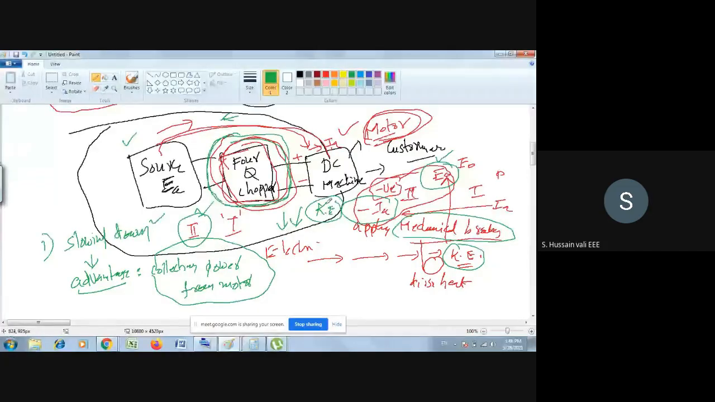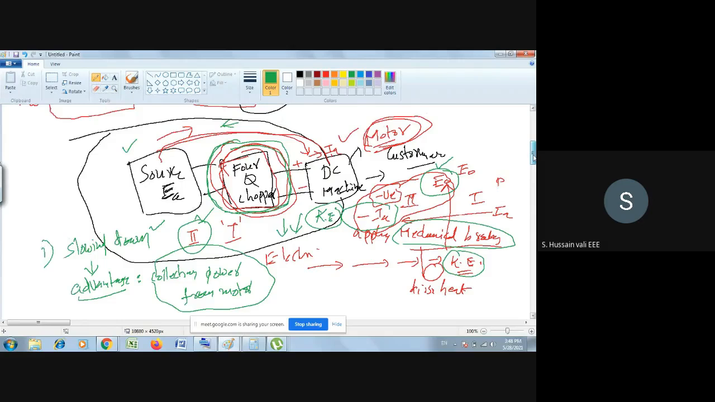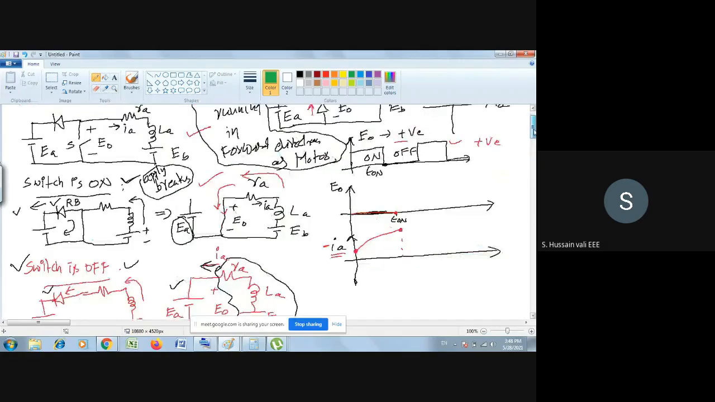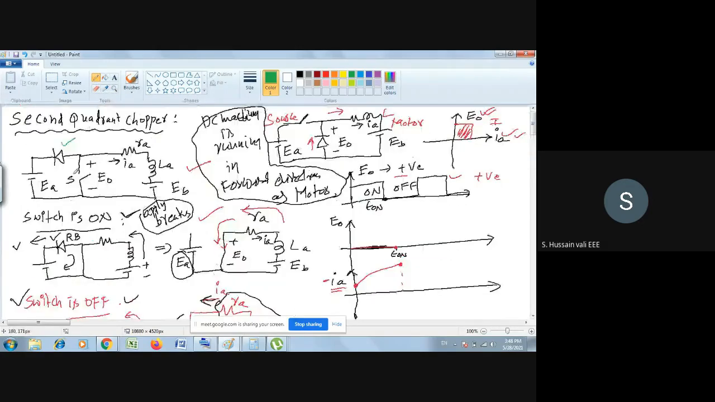The only option left is that you switch the four quadrant chopper to the second quadrant. That is the only option left. So that is the reason that you design the four quadrant chopper like this, that there is a diode, there is a switch, in this fashion only.